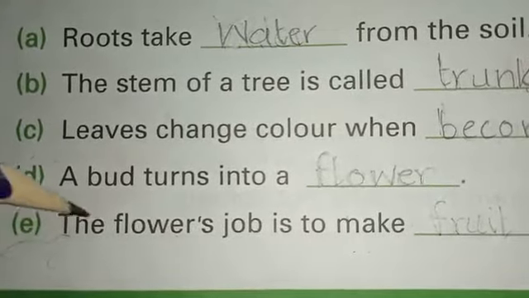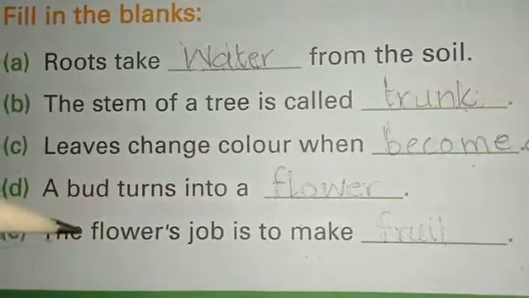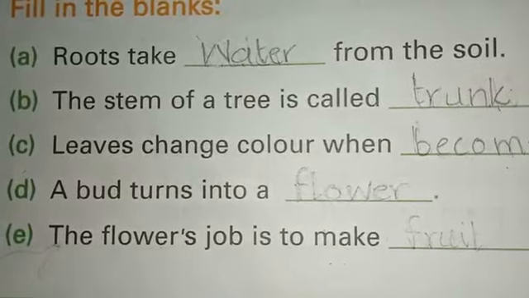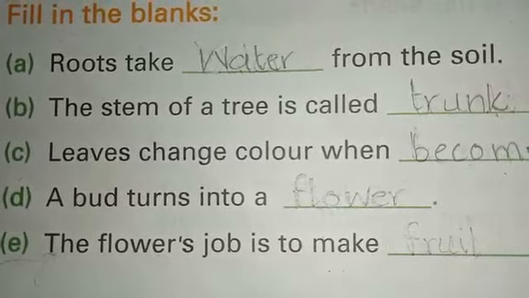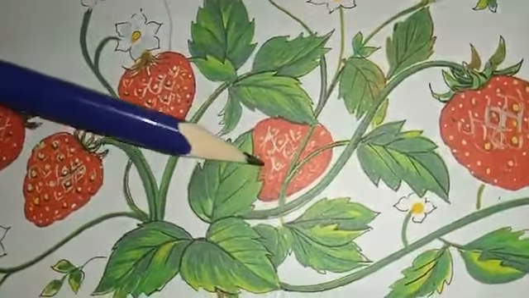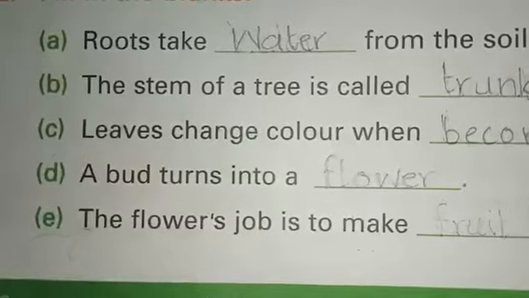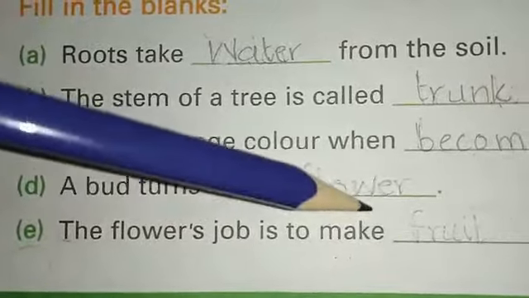E. The flower's job is to make dash. Now tell me, what is the flower's job? Flowers turn into what? You tell me, we have already discussed this. Flowers turn into fruits, and fruits contain seeds. So here we will write, the flower's job is to make fruit.